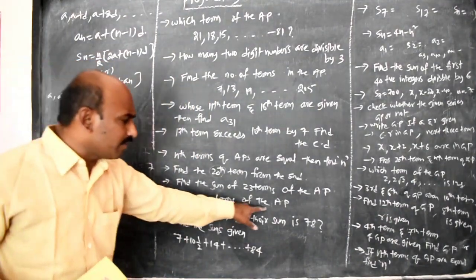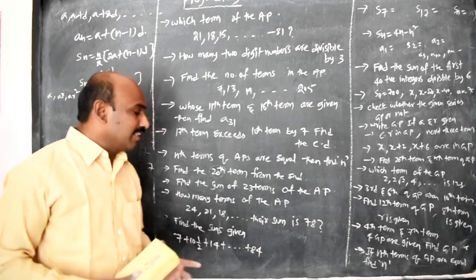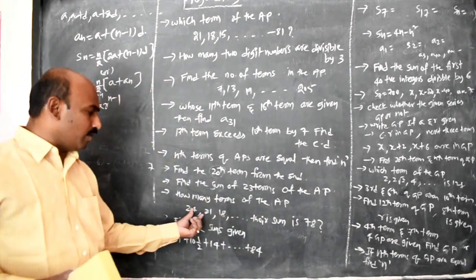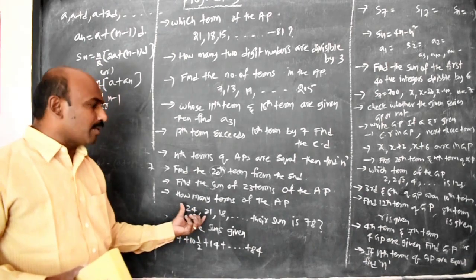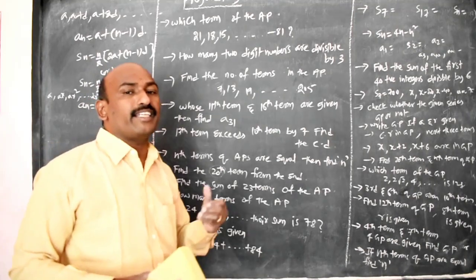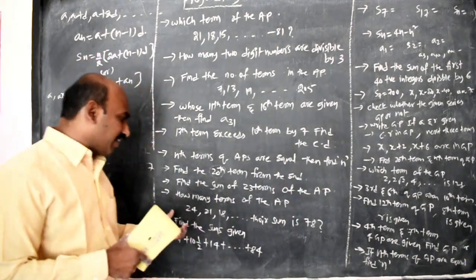And how many terms of the AP whose sum is 78? Sum is 78 means you have to take Sn as 78. Here a is 24 and d is minus 3. Substitute in the Sn formula and you will get a quadratic equation in terms of n. Solve for that n, and we can find out how many terms there are.